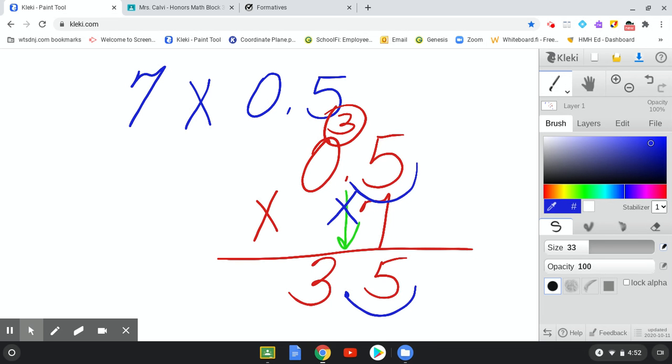Now, many of you are going to say, well, if I would have brought it down, it would have landed in the same spot. In this case, yes, but not always. So for multiplying decimals, you need to count scoops. So in this case, my final answer was 3 5/10. All right, let's try another example.